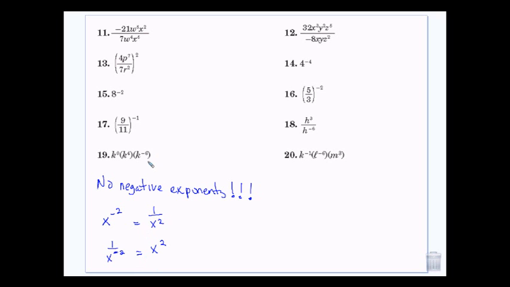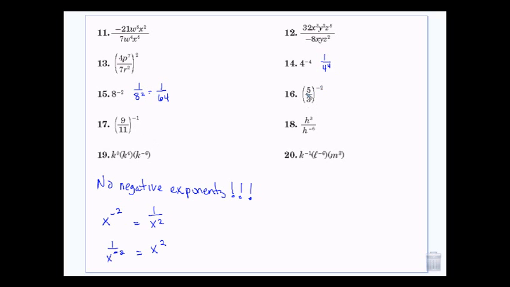Okay. So when you have a problem like number 14, this becomes 1 over 4 to the 4th. And number 15, that becomes 1 over 8 squared, so that one's easy enough, so I'm just going to do it, 1 over 64.